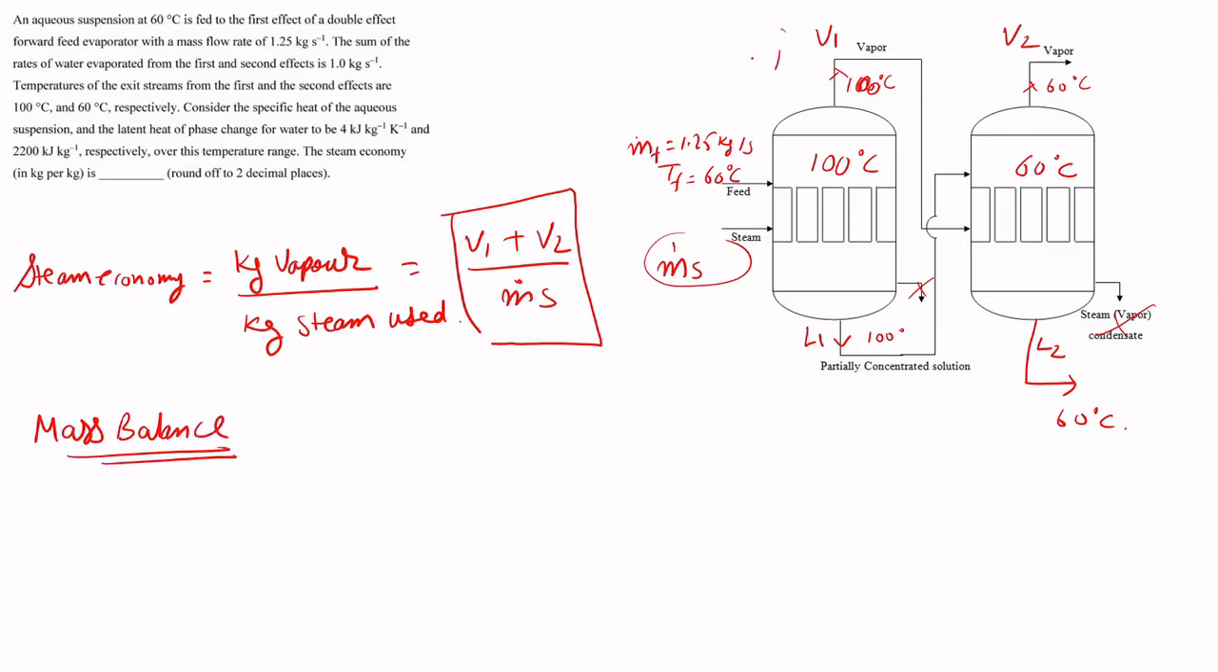For this first evaporator we can write that the feed is equal to vapor plus L1, so we can write F is equal to L1 plus V1. Similarly for the second effect evaporator, now L1 will become the input. So L1 will be equal to V2 plus L2.